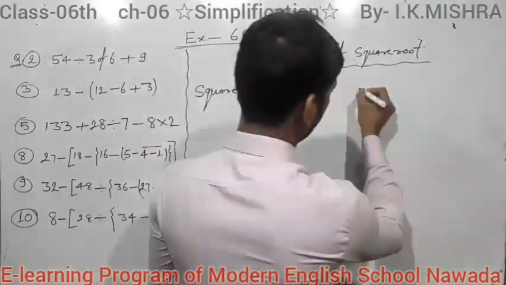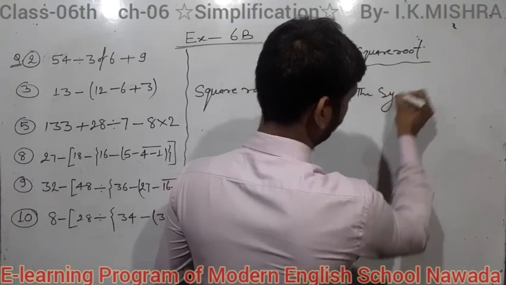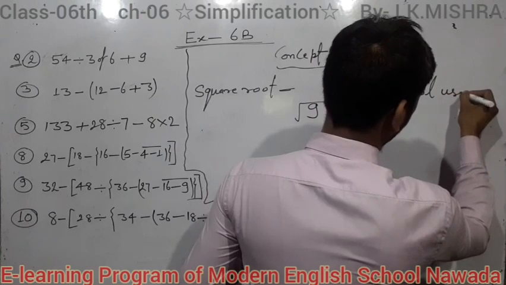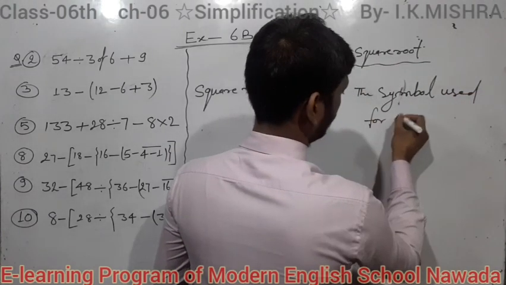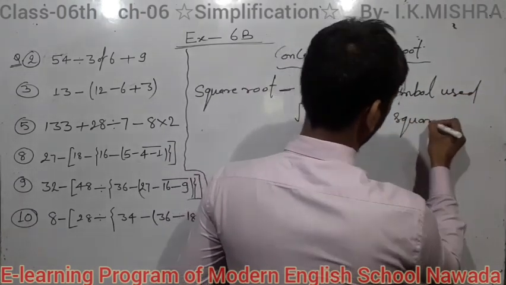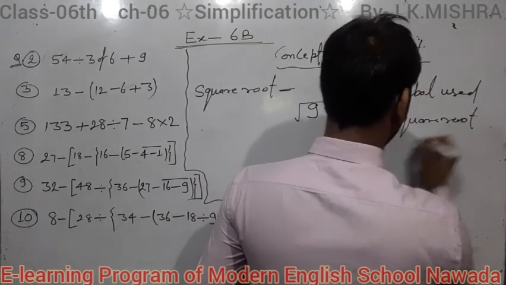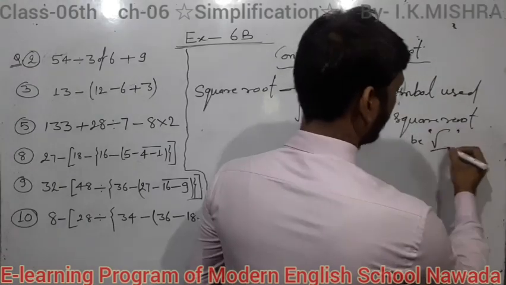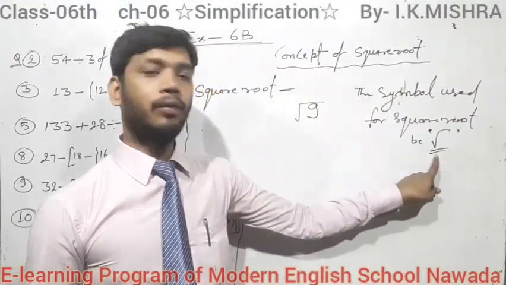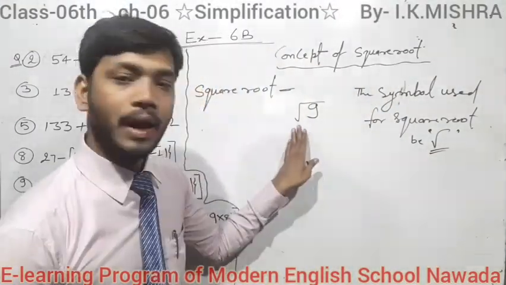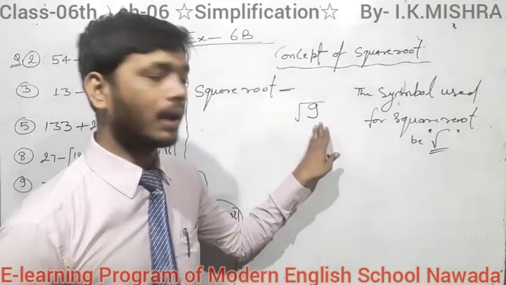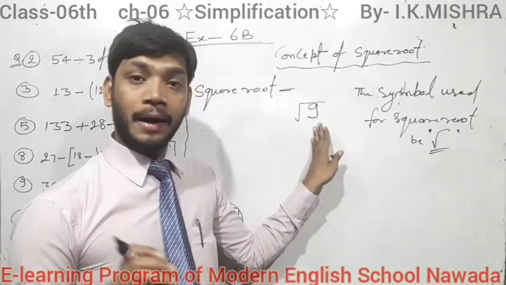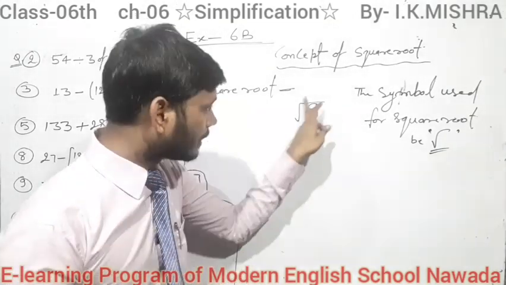Students, the symbol used for square root is this. Here, this is the symbol of a square root. And students, we have to find the square root of 9. Square root of 9 means a number whose square is 9.